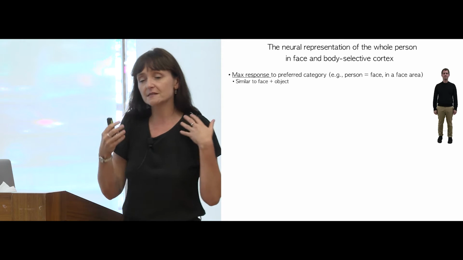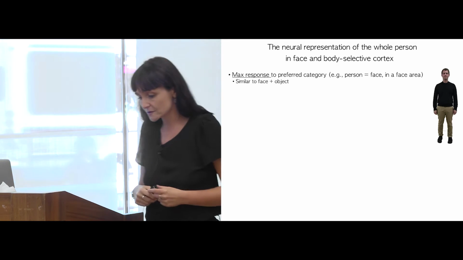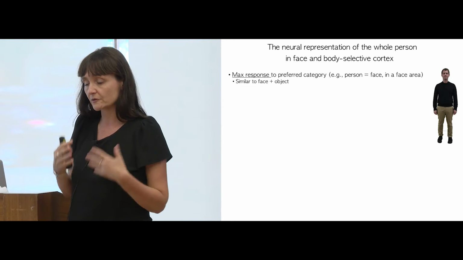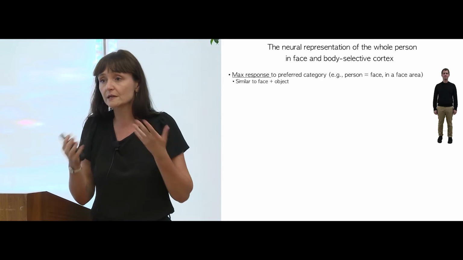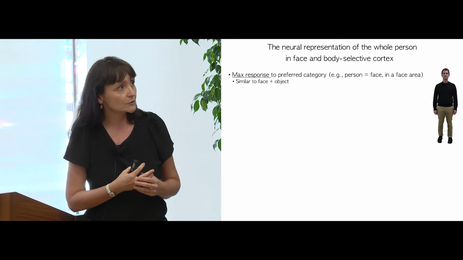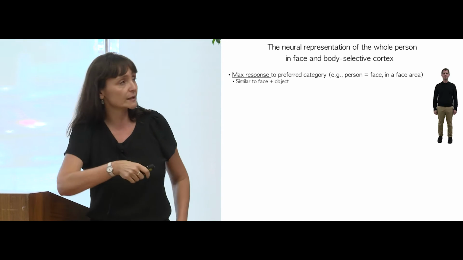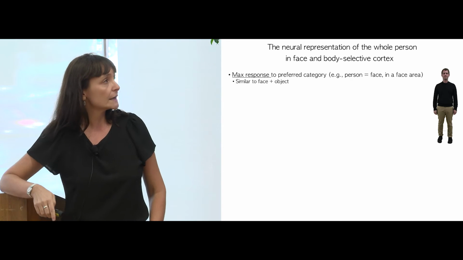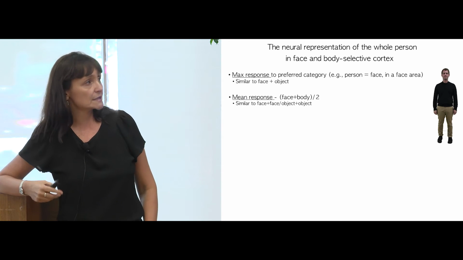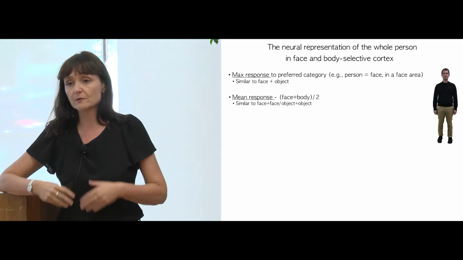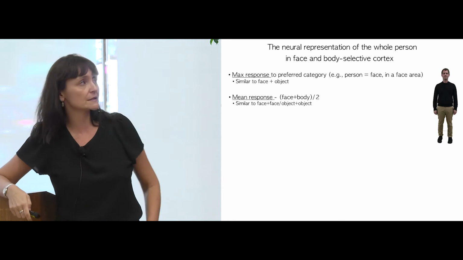However, faces and bodies are usually presented together, and they may convey similar information, so we may not want to ignore the non-preferred stimulus in that case. And also, we know that the face areas and the body areas and the neurons are located in nearby locations, so they may have some influence on one another. So another possibility is that we're going to find a mean response. The response to the whole person will be the mean between the face and the body.